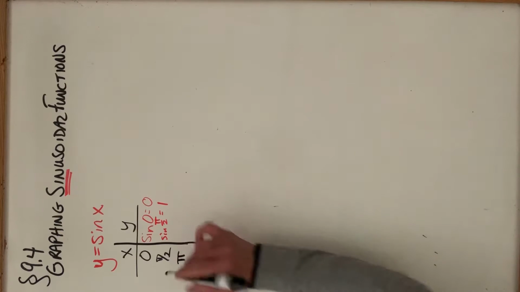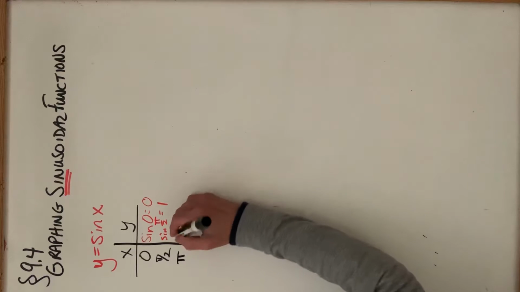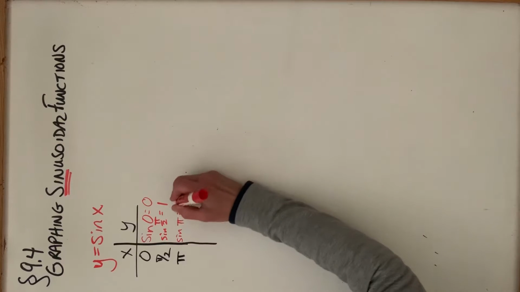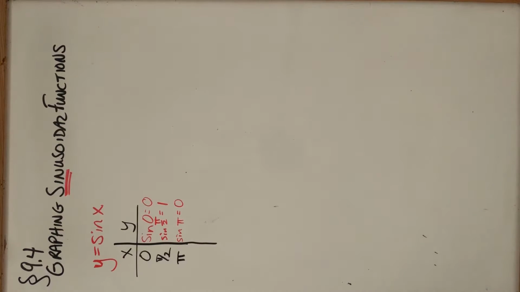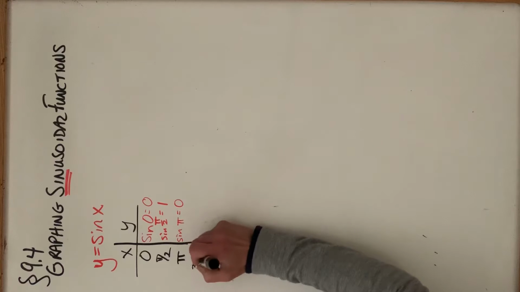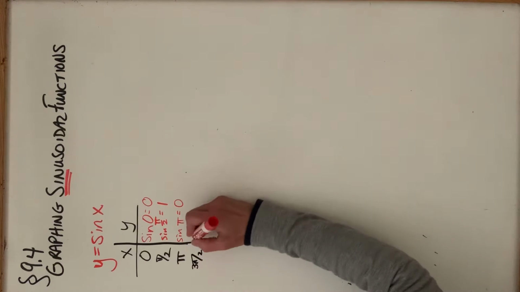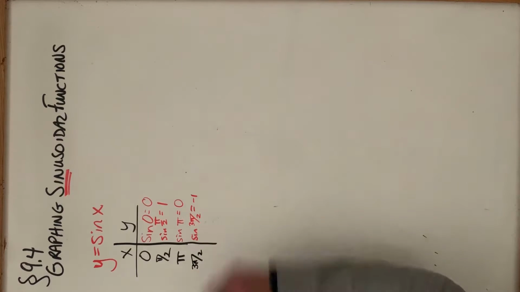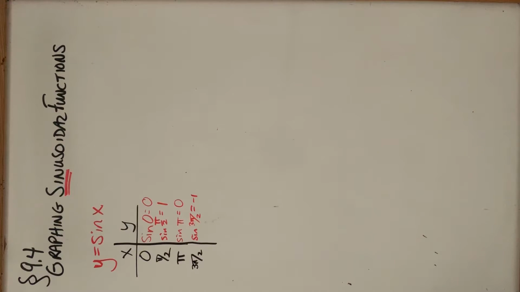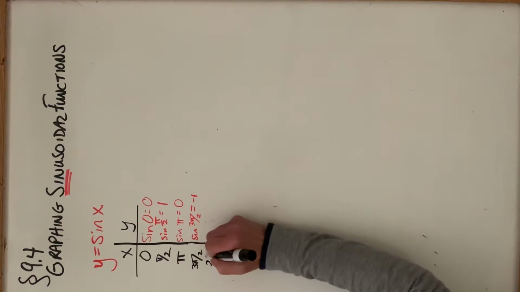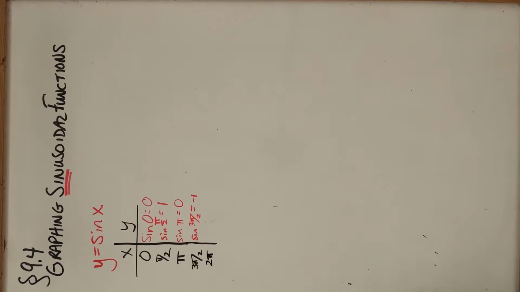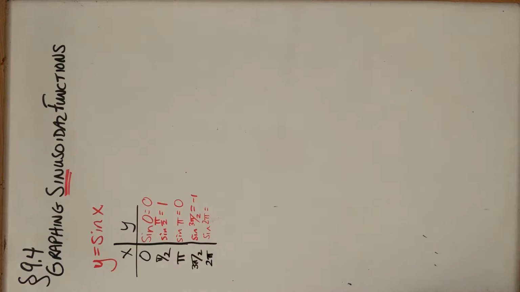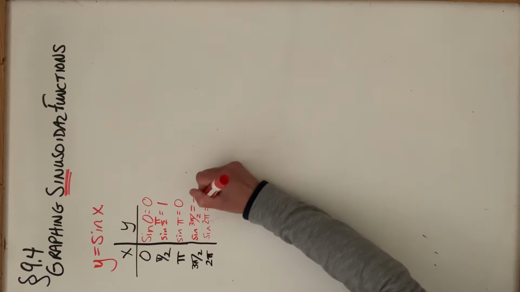Next, we can plug in pi. So we end up with the sine of pi, which is 0 again. If we plug in 3 pi over 2, the sine of 3 pi over 2, we're at the bottom of the unit circle, right? So our y value would be negative 1. And then let's plug in 2 pi. What is the sine of 2 pi? Well, we're back on the right side of the unit circle, and that would be 0.